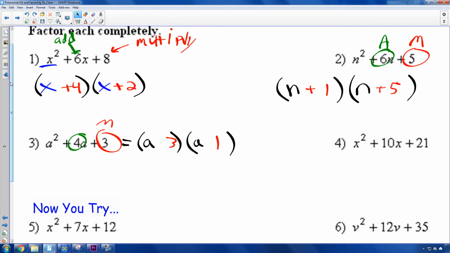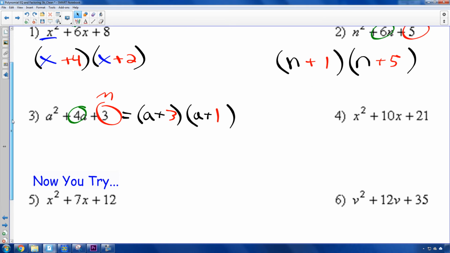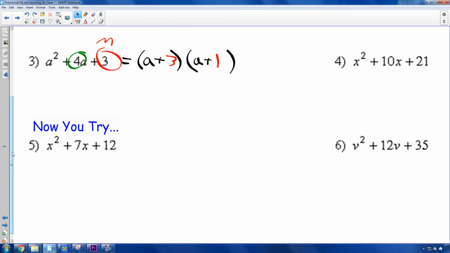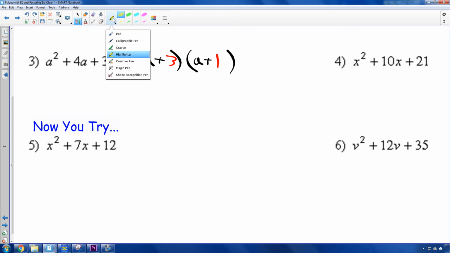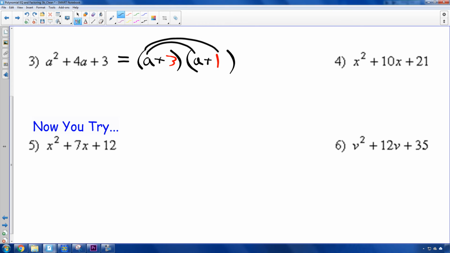Okay? Now check it out. How do we know that this makes any sense? How do we know that those things equal each other? The way we know is by looking at the original problem and the answer, and simply doing the distributive property. If we do the distributive property here, we get a squared plus a plus 3a plus 3. And that's a squared plus 4a plus 3.